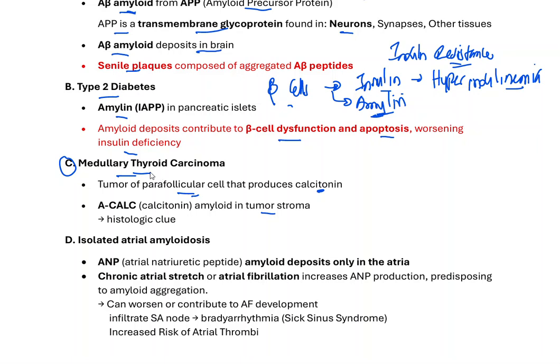Who can remind us which gene is associated with medullary thyroid carcinoma? Very good. Ret oncogene. Very good. And as we know, ret oncogene mutation is associated with MEN 2A and MEN 2B. Very good, guys. Moving on to the next one, which is isolated atrial amyloidosis.